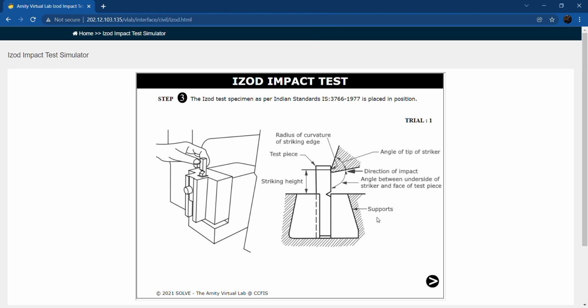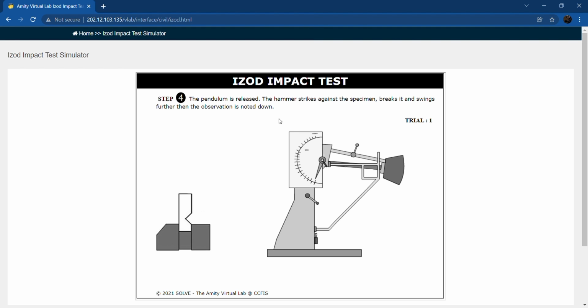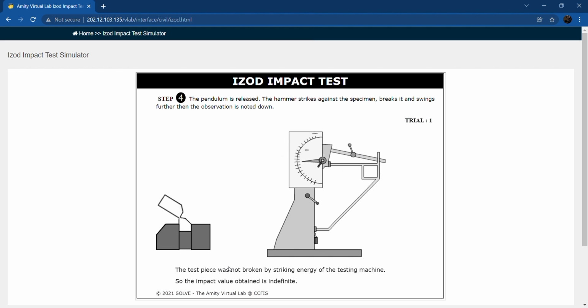Using the same steps as the first trial for trial 1, and then trial 1 step 4, the same thing. The specimen was not broken by the striking energy of the testing machine, so the impact value is obtained differently.